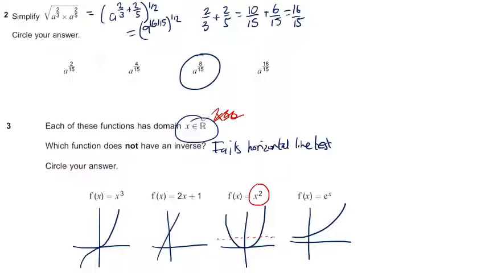All the others, you can quite simply reflect them in the line y equals x, and those will be valid functions with one value of y for every value of x. Obviously if we do that with the x squared one, that's not a function because one value of x has two values of y.